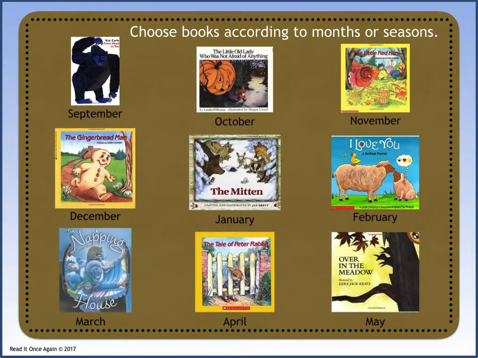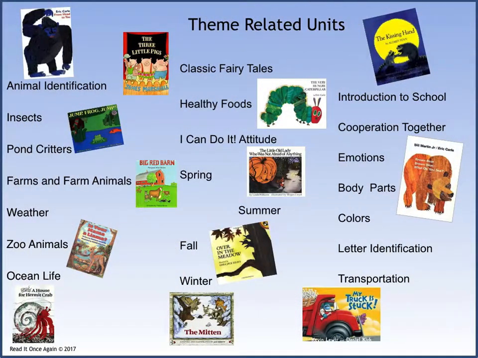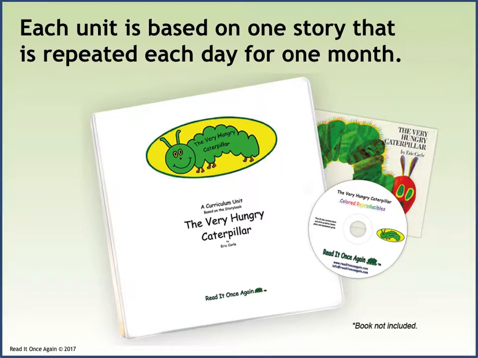You may want to choose books according to months or seasons. If you like to teach theme-related units, Read It Once Again provides many of the books that you need to support your theme. Choose the book that matches your theme, read it each day, include the foundational skills with activities found in the unit, supplement a variety of other books related to your theme, and read them informally throughout the day. The last page of every Level 1 speech and language section contains a list of books related to the same subject. Each unit is based on one story that is repeated each day for 1 month.